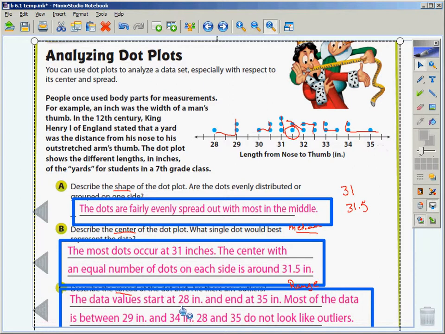The data values start at 28, they end at 35. Most of them are between 29 and 34, so I'd say 28 and 35 don't look like outliers.